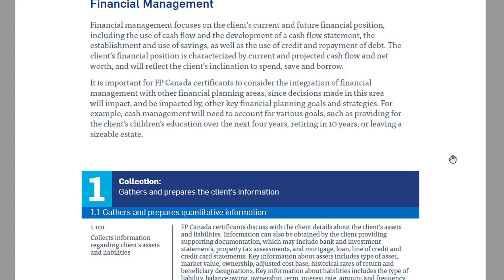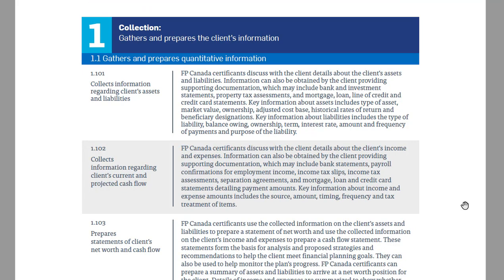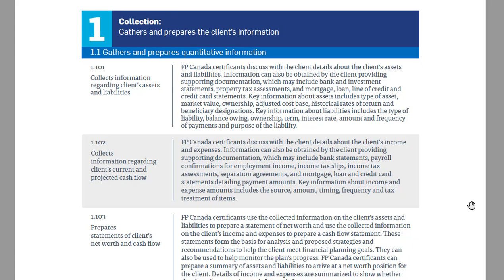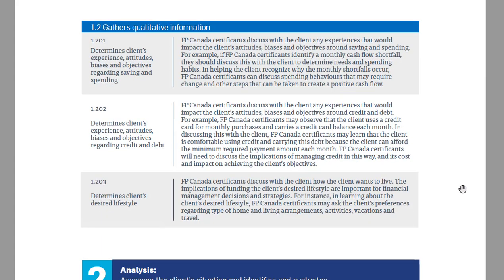So again, just scrolling through, we're not going to read through these one by one. That'll take too long, but I'm showing you the process that I go through to help work my way through this material. So again, here's the section for gathers and prepares the client's information, 1.101, 1.102, 1.103. Scrolling to the next page, you can see gathers qualitative information, determines the client's experience, attitudes, biases, and objectives regarding savings and spending.